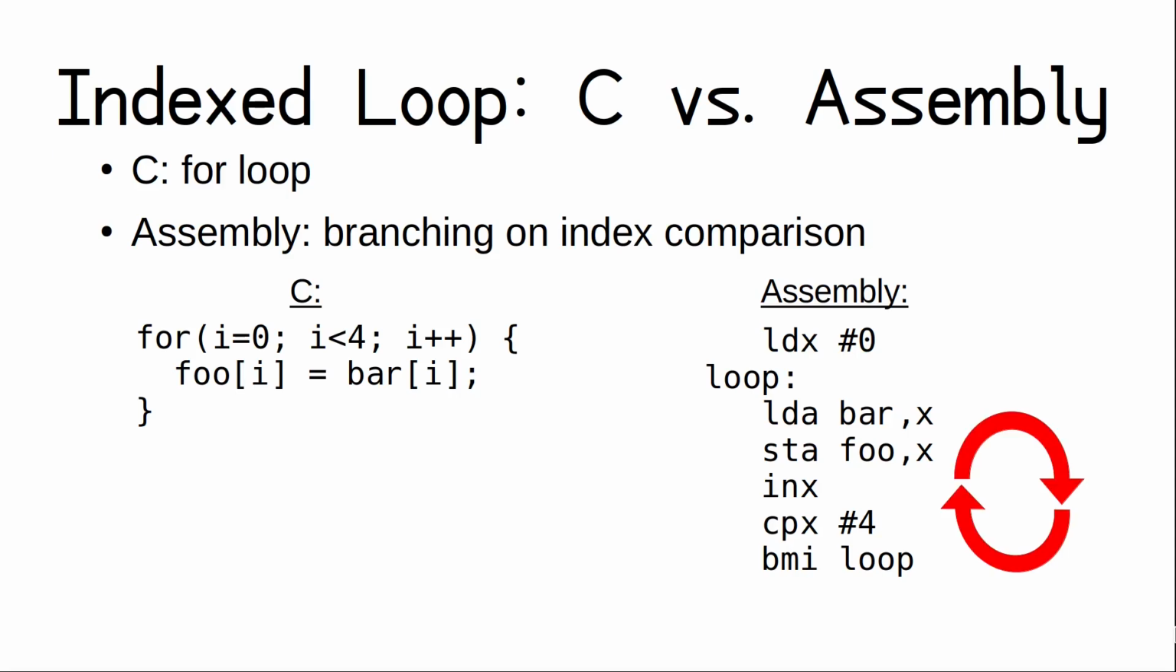Once X is incremented all the way to 4, we know that the first 4 bytes have been copied, and we can fall out of the loop and continue our program. So we were able to do the same work as the C code without having to allocate any space for I for the sake of this loop, or do any sort of address math in our code. The processor is taking care of all that for us, so this code will be very small and fast.